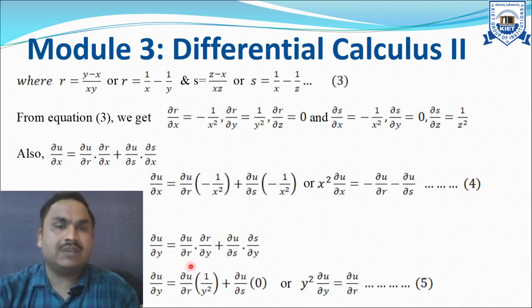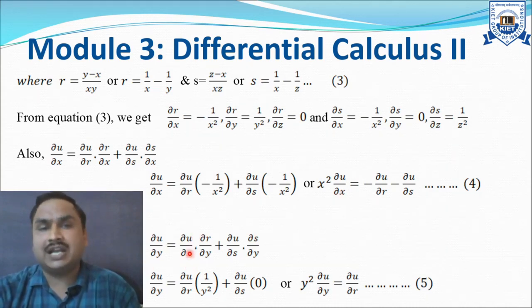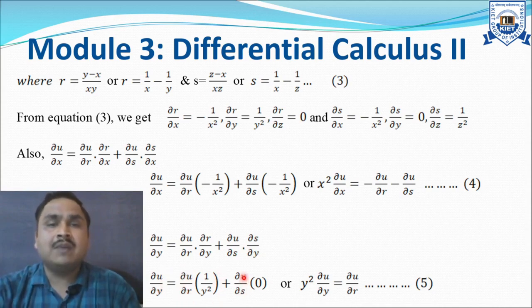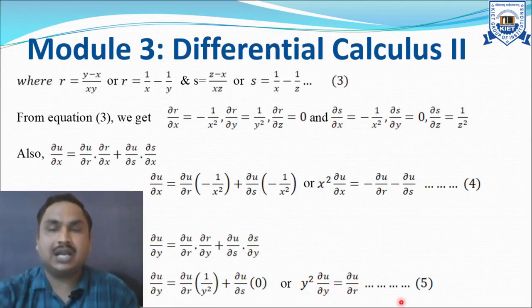Now del u over del y will be given by del u by del r into del r by del y plus del u by del s into del s by del y. Putting the values of the partial derivatives of r and s with respect to y, we get del u by del y equals del u by del r into 1 upon y square plus del u by del s into 0. On simplification, we get y square into del u over del y equals del u by del r.